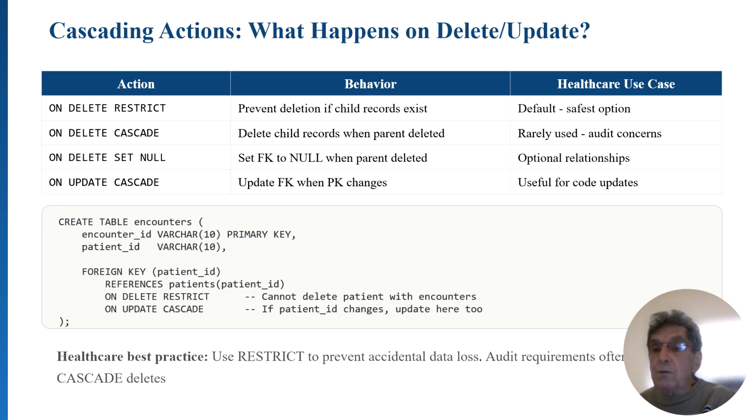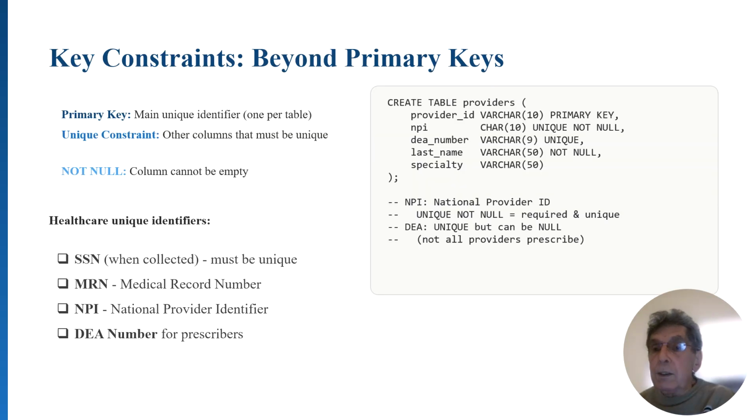If a patient's ID changes from P001 to P001-A, all encounters are automatically updated, and this can be very useful for identifier corrections. For healthcare databases, the general best practice is on delete restrict. Deleting a patient should be a deliberate multi-step process that ensures compliance with retention requirements, not something that happens automatically. HIPAA and other regulations often require maintaining records for specific periods. Cascade deletes could accidentally violate these requirements.